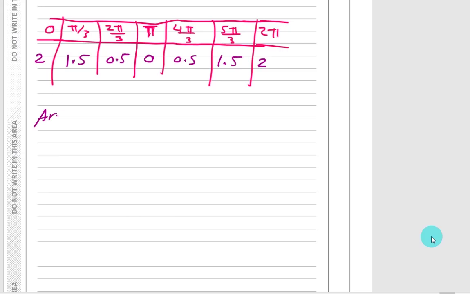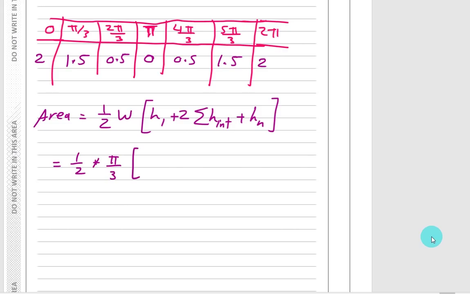Now area will equal to half width, h1 plus 2 summation of h interior, plus hn, which is the h at the end. So the area will equal to half, the width is pi over 3, h1 is 2 plus 2 times 1.5 plus 0.5 plus 0 plus 0.5 plus 1.5, plus 2.